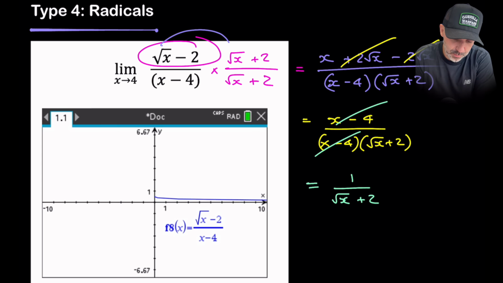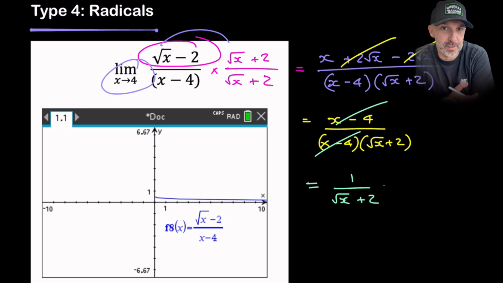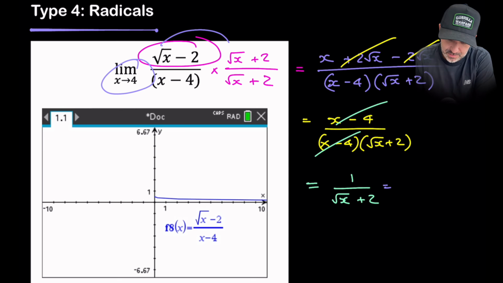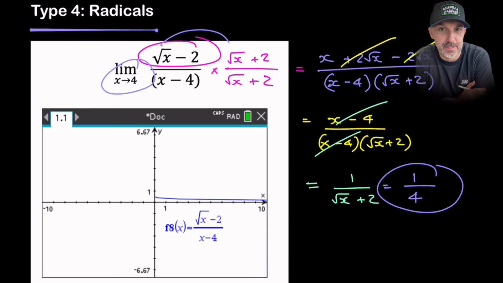Now we go ahead and we look back at the limit, and the limit was 4. Can we substitute 4 and not get a 0 on the denominator? Yes. So when we do that, we'll get 1 over 2 plus 2, which is 4. So the limit of this question is 1/4.